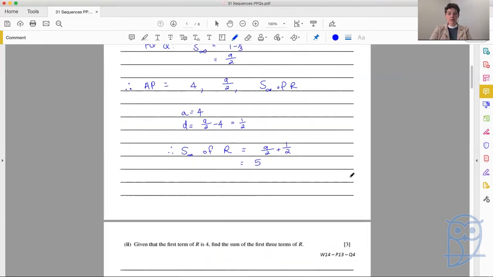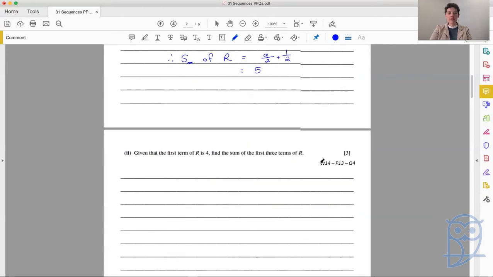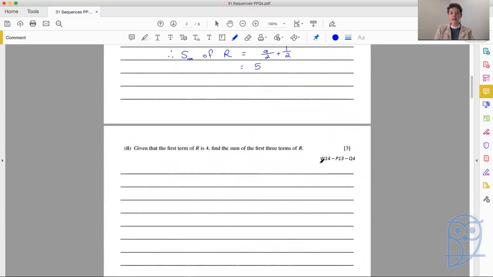Moving on to the second part of this question. Given that the first term of R is 4, find the sum of the first three terms of R. Okay, so this will be the A. Sum of the first three terms is S3. So to get S3, we need a times 1 minus r cubed over 1 minus r. So we've got an a, that's fine, we're given that. We need to calculate the r.